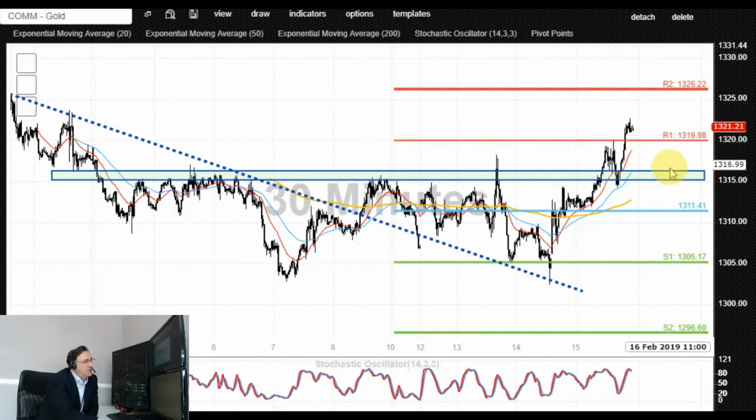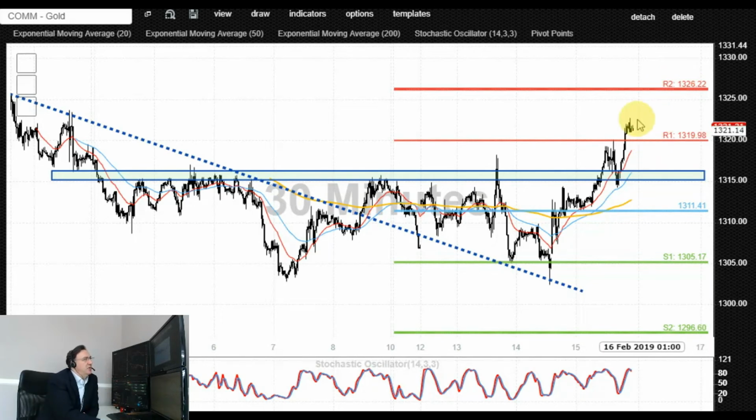Controlled pullbacks to that level 1315 would likely incentivize bulls to come in and engage, potentially trying to open up the way for a higher upside towards 1322, 1326 initially. Breakout above 1326 resistance would open up the way for the retest of 1343, 1350 resistances on the upside.